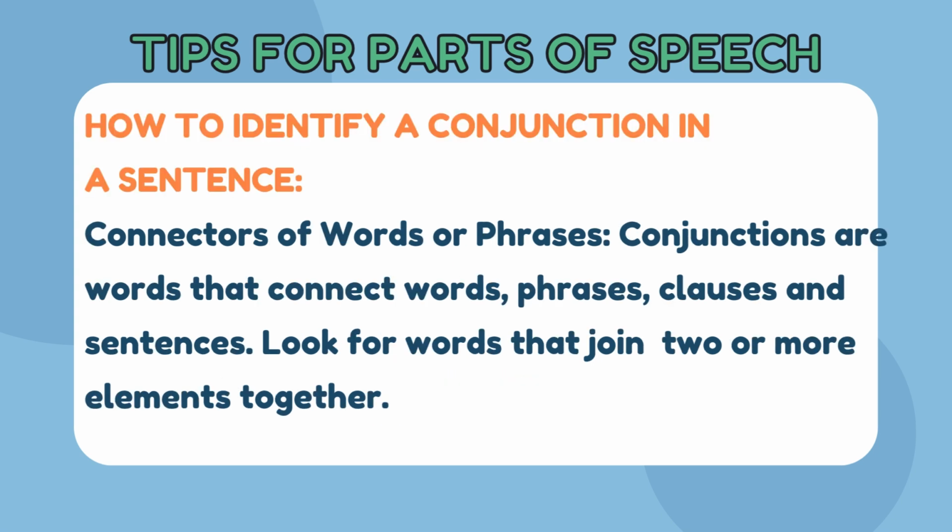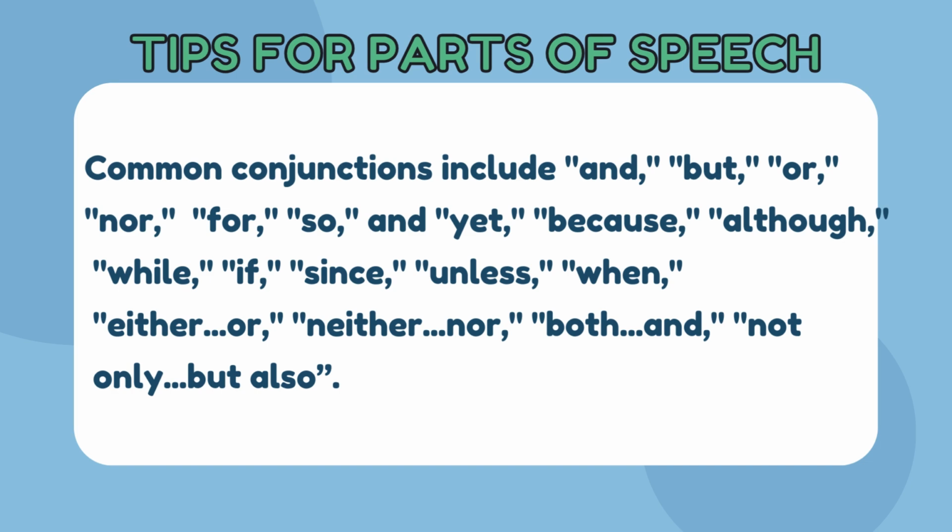And another one, conjunctions. So what are conjunctions? Conjunctions are words that connect words, phrases, clauses, and sometimes sentences. So you need to look for words that join two or more elements together. These are some common conjunctions: and, but, or, nor, for, so, yet, because, although, while, if, since, unless, when, either or, neither nor, both and, not only but also. So these are all conjunctions.